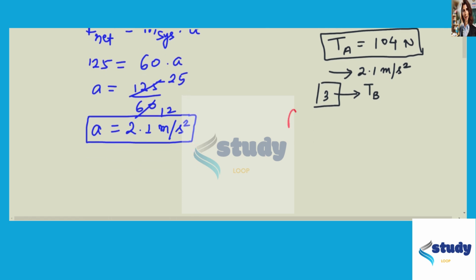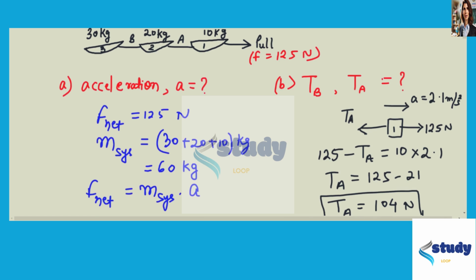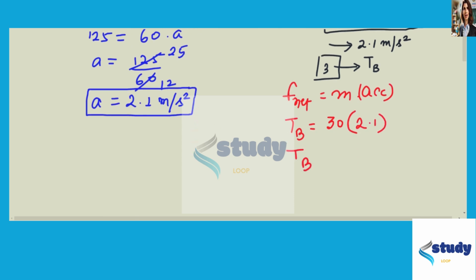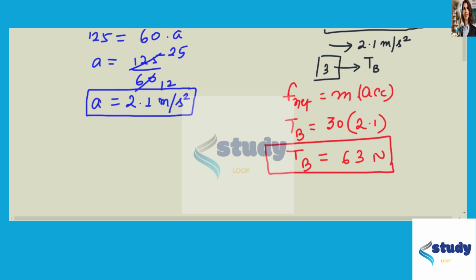So here we again apply Newton's second law, that is the net force is mass times acceleration. So net force is TB, mass is 30 kg, so we put it here, and the acceleration that we figured out. So this gives us the value of the tension in string B as 63 newtons.